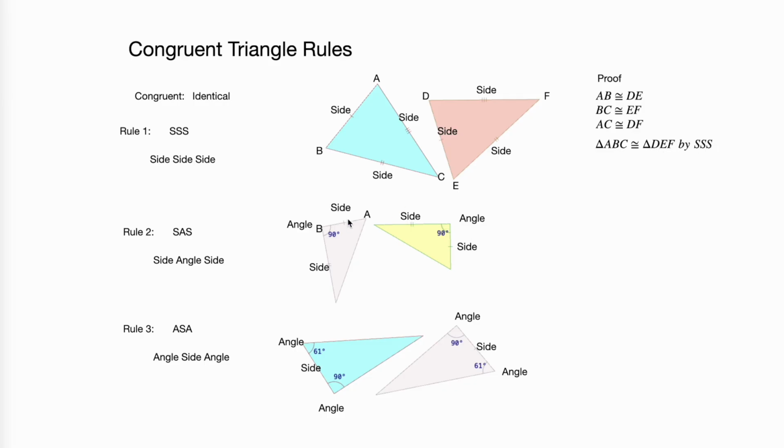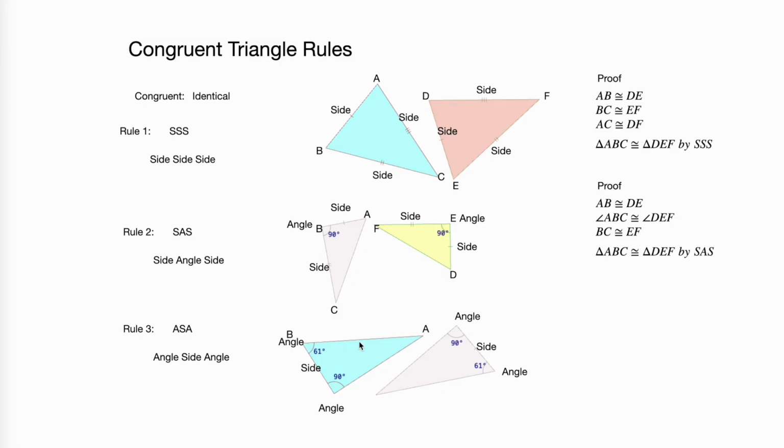Similarly, if I name this triangle ABC and I'll name this triangle DEF, if side AB is congruent to side DE, and angle ABC, A to B to C, is congruent to angle DEF, and side BC is congruent to side EF, then we can say that triangle ABC is congruent to triangle DEF by SAS, by side angle side.